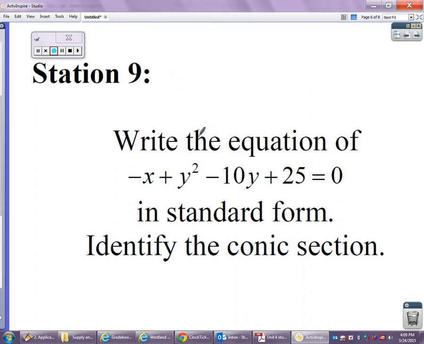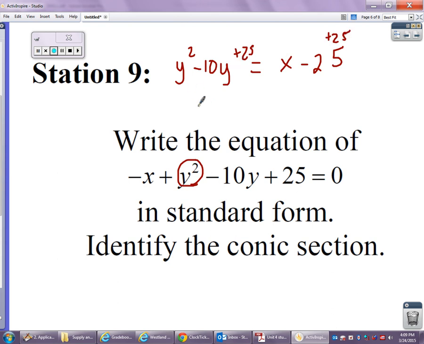Write the equation of this in standard conic section form. It's a parabola because there's only one variable being squared. So I'm going to move all my y squareds to one side, the y squared and the y. And I'm going to move my x's to the other side by adding x and subtracting 25. So in order to complete this square right here, I'm going to add 25 on both sides.